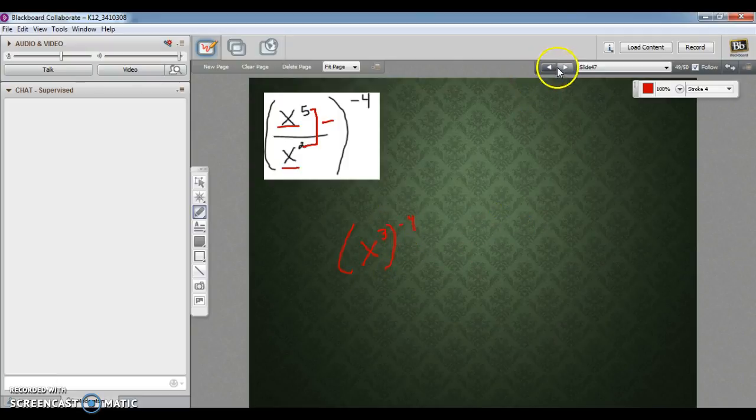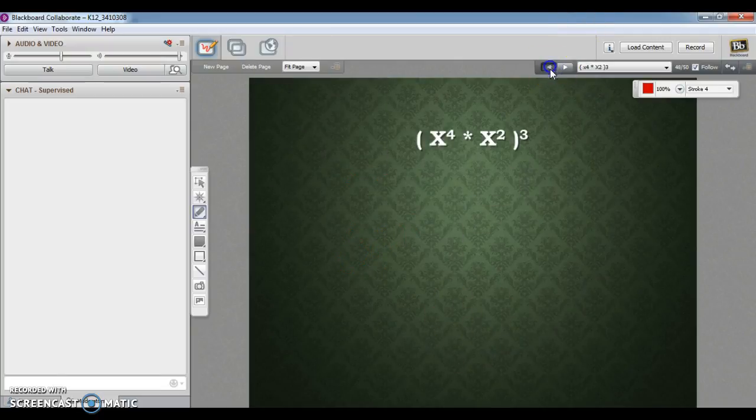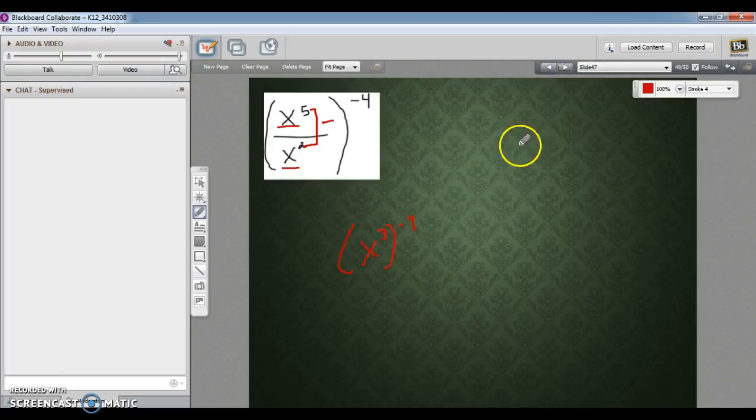Now this step should look just like this step, right? Where we have them being raised to each other, so we multiply. Well, we just do that again. So 3 times -4 is -12. So we have x to the -12.